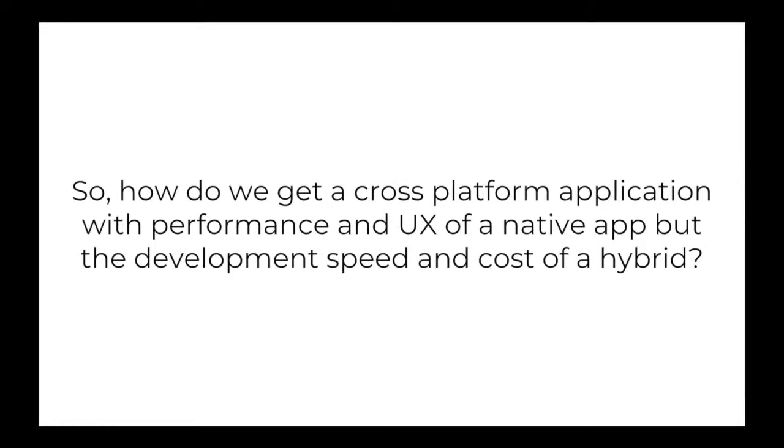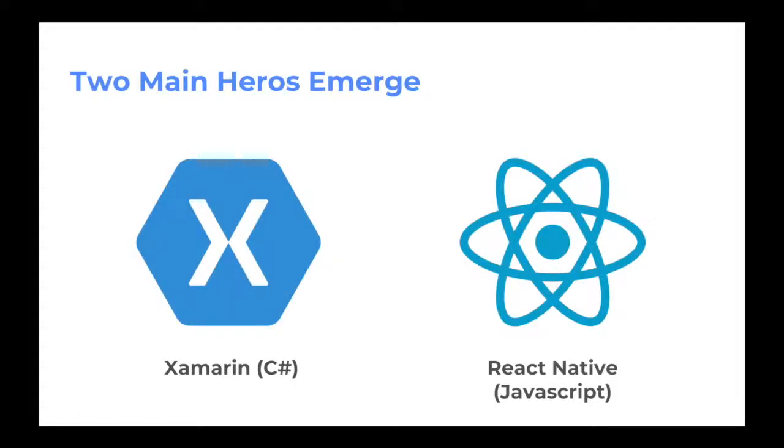So how do we get a cross-platform application with the performance of UI and UX of native, the development speed of cross, and the cost of hybrid? There are two big heroes right now that are emerging in the market. There are a couple of other ones, but these are the ones being used mostly at the moment. We have Xamarin, by Microsoft, who just bought them out, and React Native, which is a Facebook framework.